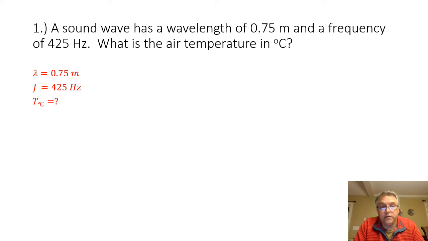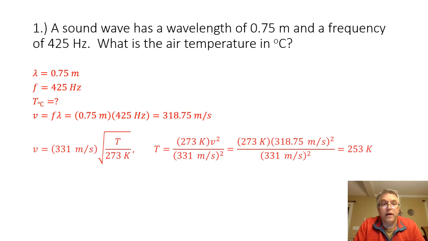So to find the speed of the wave from the frequency and the wavelength, I simply have to multiply the frequency and the wavelength together. So 0.75 meters times 425 hertz will give me a wave speed of 318.75 meters per second.